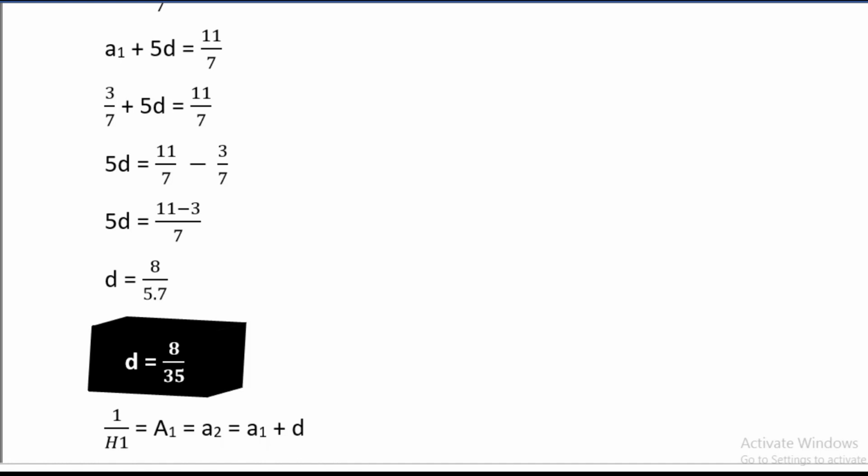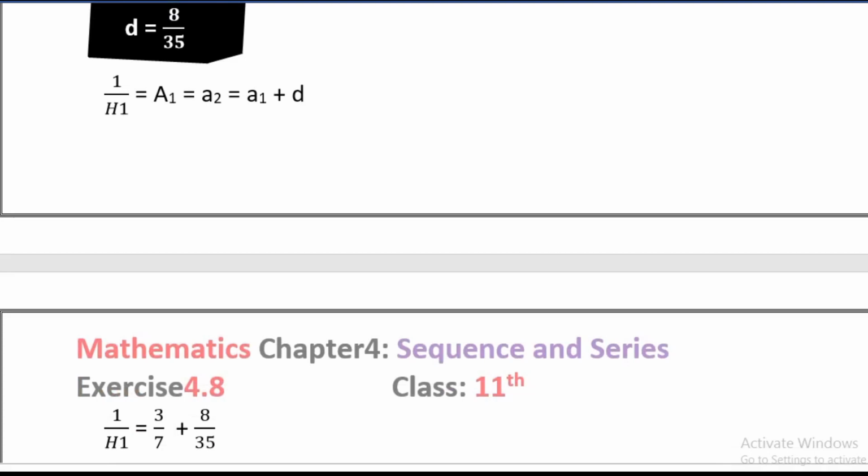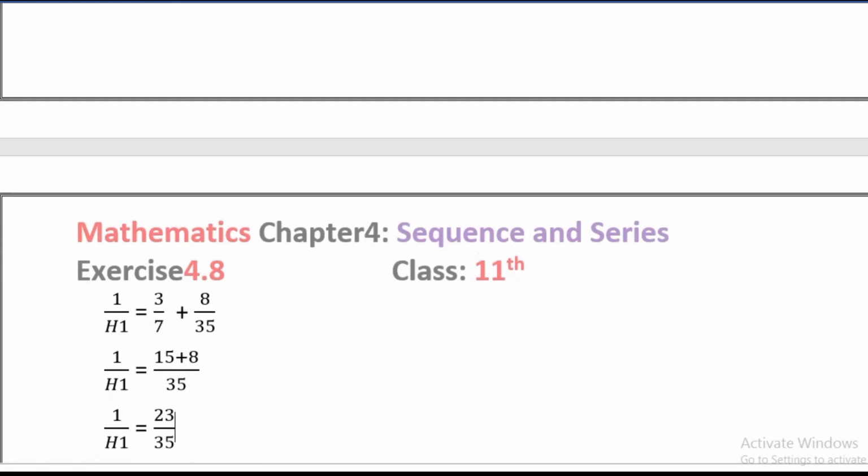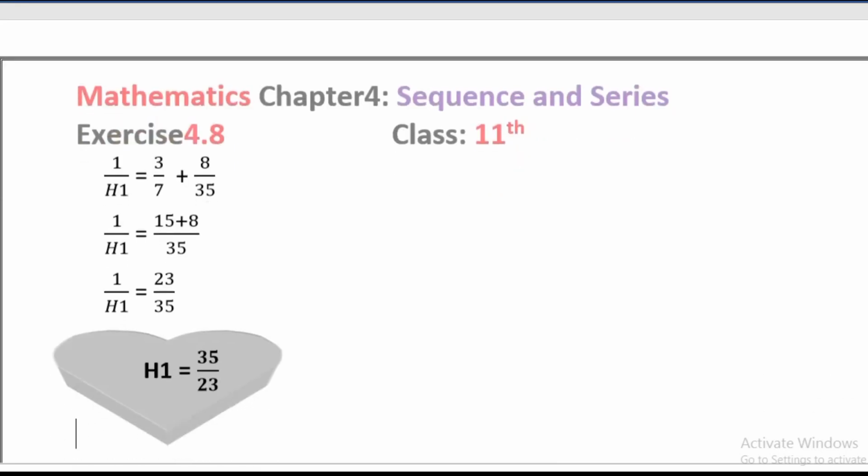1 divided by H1 is equal to A2. A2 can also be written in the form of A1 plus D. So putting the values of A1 and D, 1 divided by H1 becomes equal to 3 divided by 7 plus 8 divided by 35. So taking LCM equal to 35, 7 fives are 35, 5 threes are 15, plus 8 equal to 23. So 1 divided by H1 is 23 divided by 35, and the reciprocal gives H1 equal to 35 divided by 23.